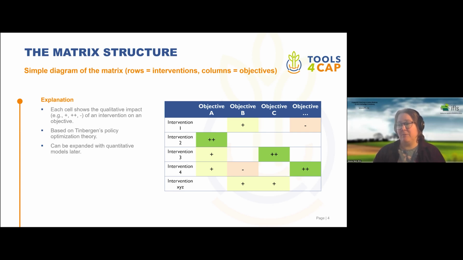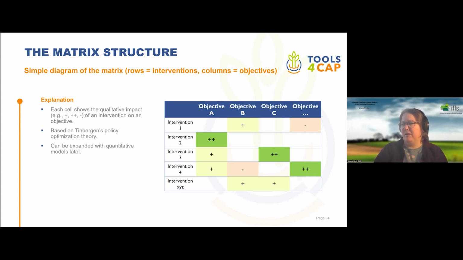It is based on Tinbergen's policy optimization theory, and it can also be expanded with quantitative models later. Each cell gets an entry of, in this case, pluses, double pluses, and minuses, but it can also be numbers or it can be colors, illustrating the qualitative impact an intervention has towards a certain objective. And this visualization then helps to use this in policy decision making.